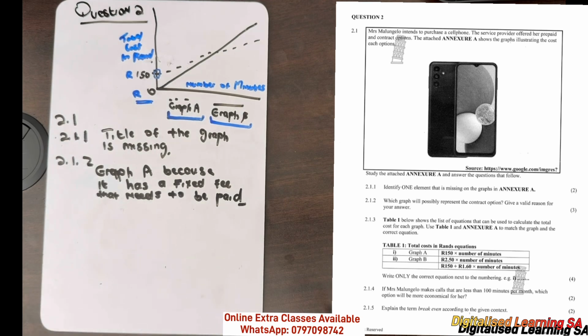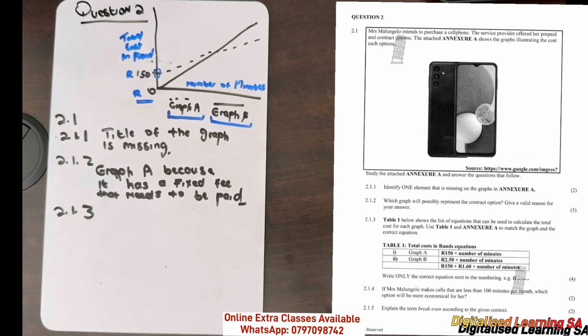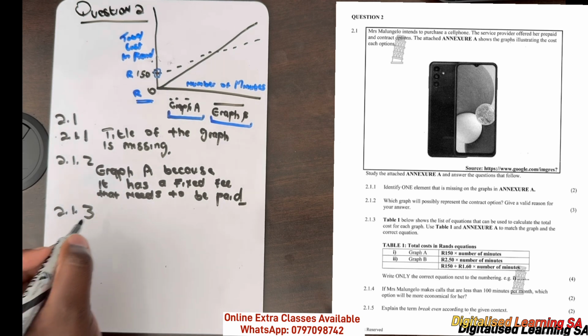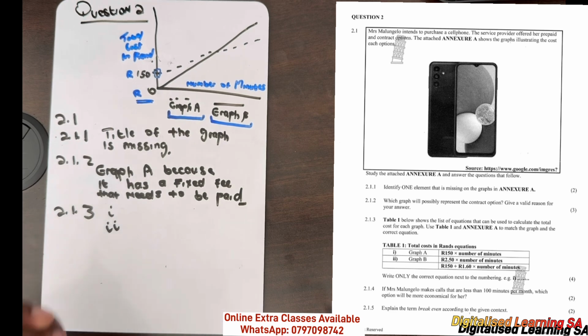Okay, so now let's move to question 2.1.3. Question 2.1.3 says that table 1 below shows the list of equations that can be used to calculate the total for each graph. Use table 1 and annexure A to match the graph and the correct equation. Okay, so we have the first equation and the second equation.